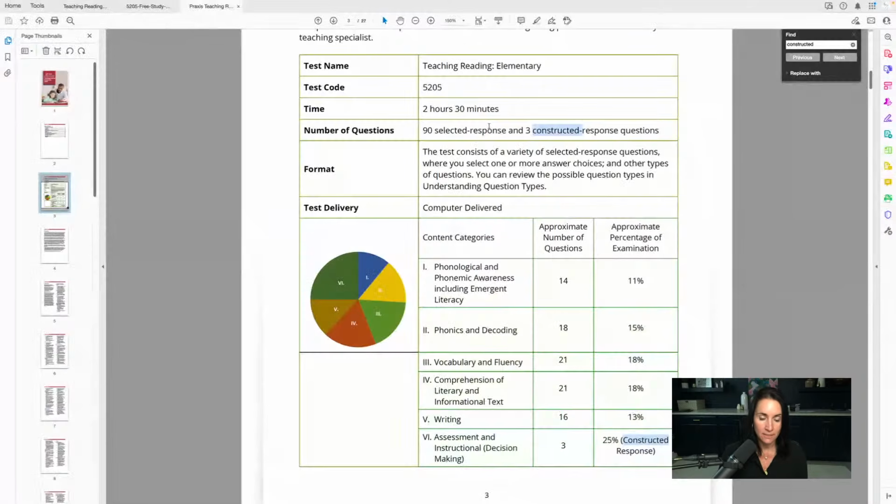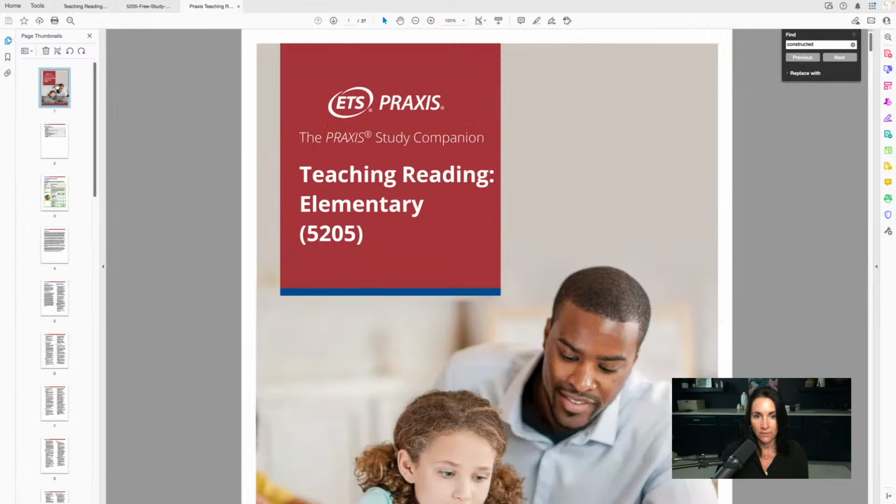All right, so let me go ahead and share my screen with you there. You should be able to see this on the screen. This is the Praxis ETS Study Companion. The cover of it looks like this. All you have to do is Google your test name and then Study Companion, and it will come up. Disregard all the ads and stuff for study guides. Go straight to this document.